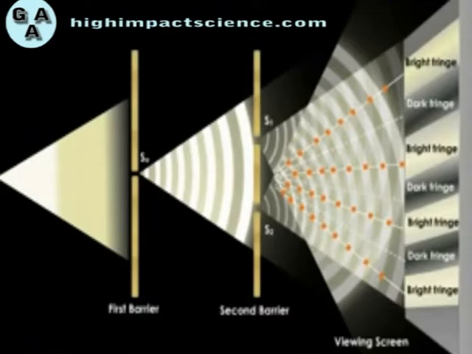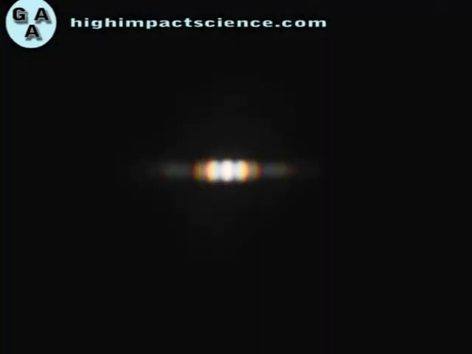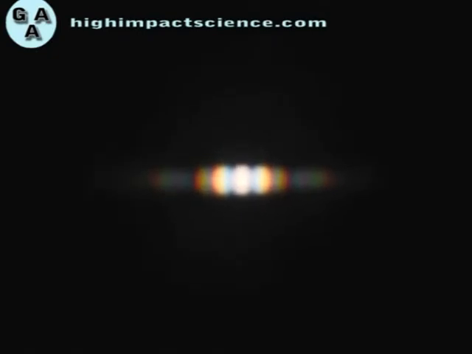Young observed that the light from S1 and S2 produced on a screen behind a visible pattern of bright and dark parallel bands called fringes. In reality, this is what the bands look like. But why is that? The same thing as with water waves. Because light is a wave, one wave from one source can interact with another wave from a different source.